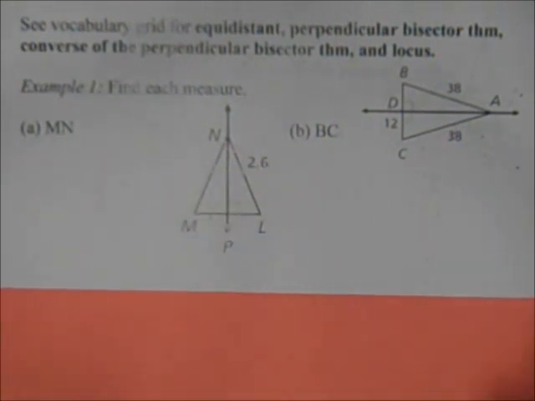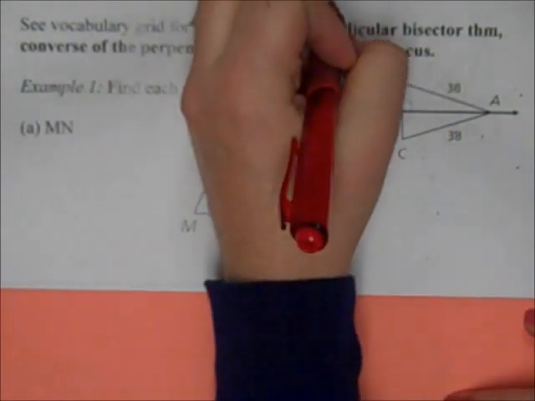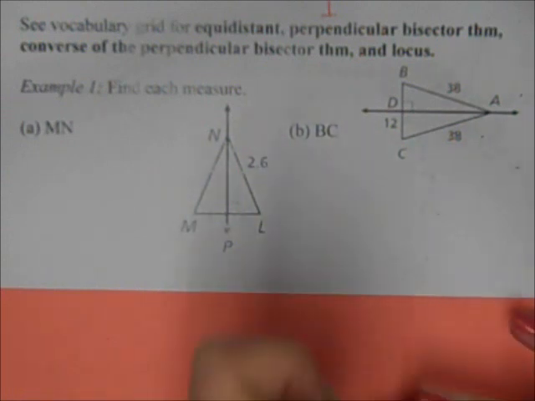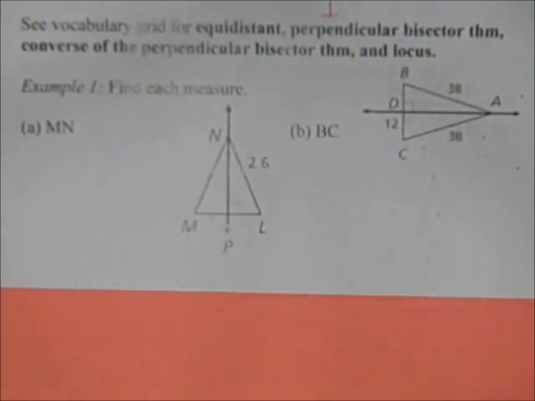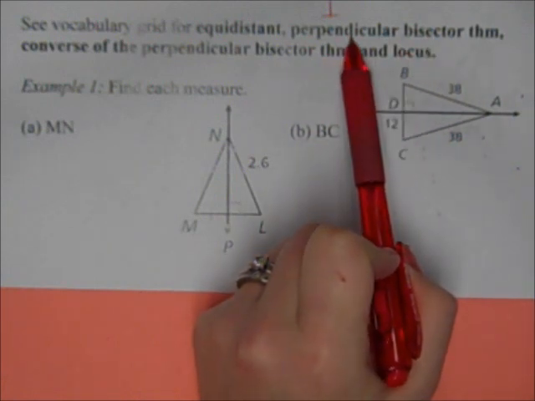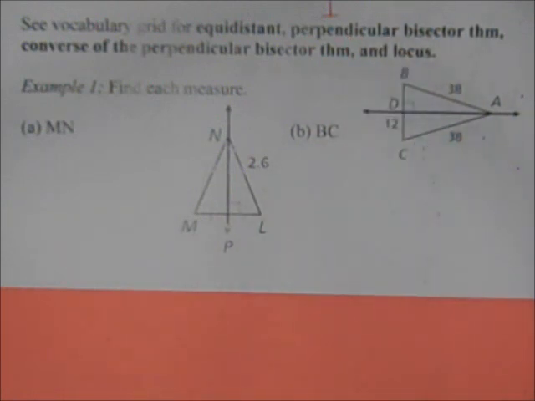So remember what we know about perpendicular. Perpendicular means that they meet at a right angle, and later on we'll talk about perpendicular also meaning that their slopes are opposite reciprocals. Bisector means to cut in half. So a perpendicular bisector is a segment that both cuts another segment in half and is perpendicular to the original segment. So you have your perpendicular bisector theorem from your vocabulary grid.